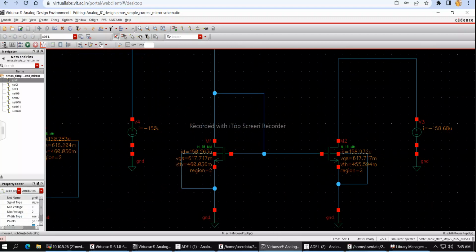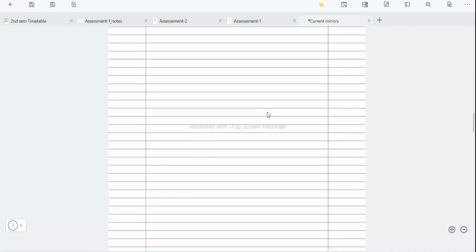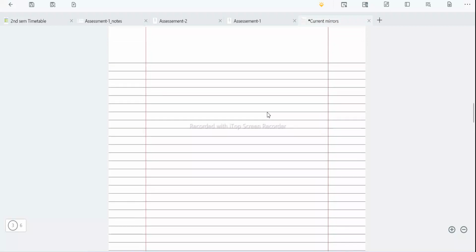Okay, now we shall implement a simple current mirror. In the simple current mirror, there is a current source of value 150 microamps, and there is an NMOS whose drain and gate are shorted to ensure it is always in saturation, and there is another NMOS which mirrors the current.